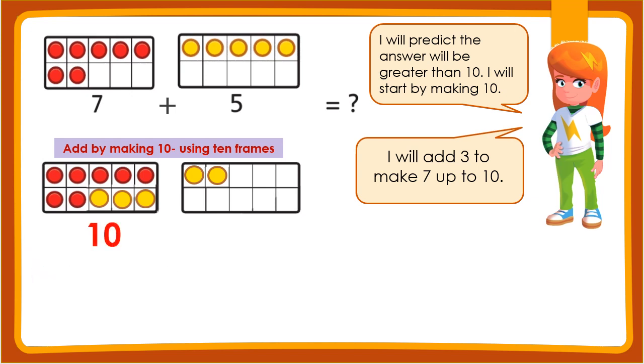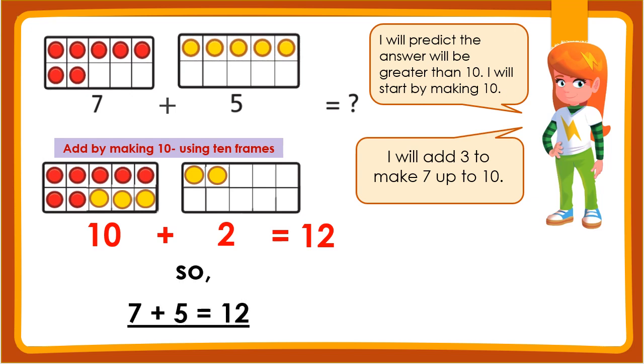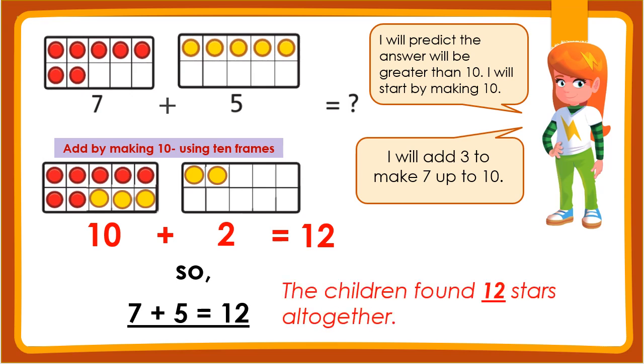But wait, there's more. As you can see, we still have extra counters on the second 10 frame, and we need to add this to 10. So, 10 plus 2 equals 12. And that's how we add by making 10 using 10 frames. And therefore, 7 plus 5 equals 12. The children found 12 stars altogether.